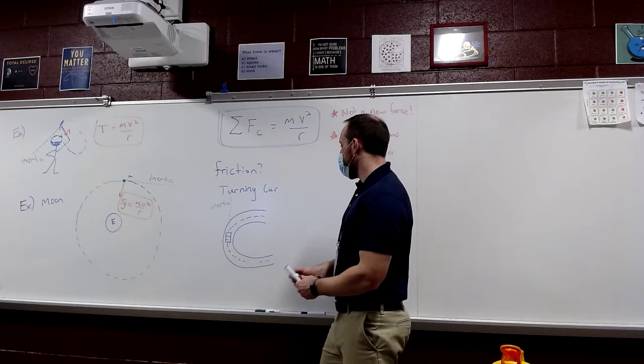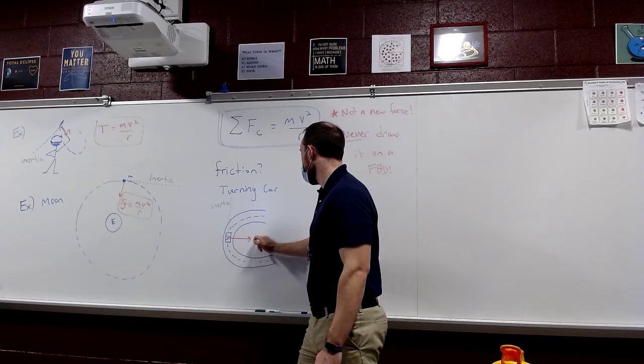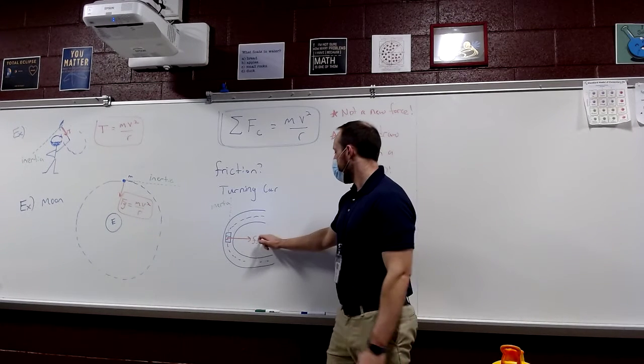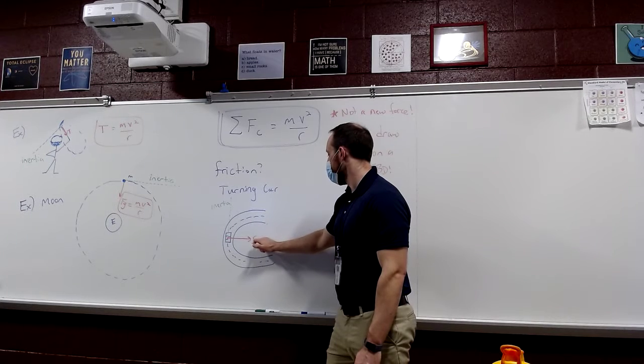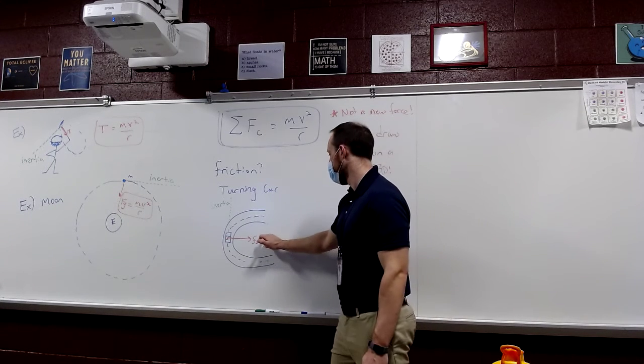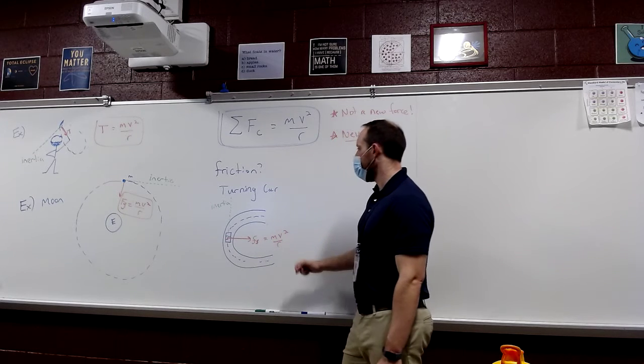But if your tires grip the road, you will have a friction force pulling you inward towards the center of the circle. And that force is actually a static friction force because your wheels are gripping the road and not slipping or sliding on it. And static friction is equal to mv squared over r.